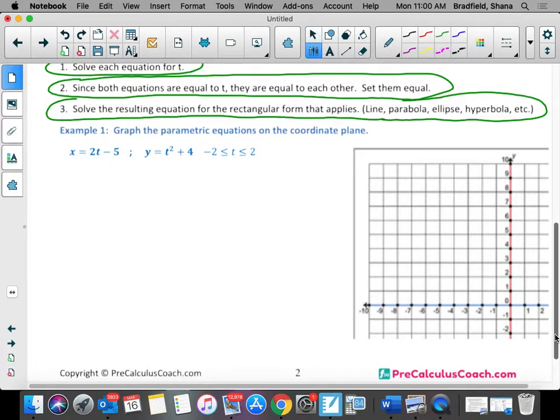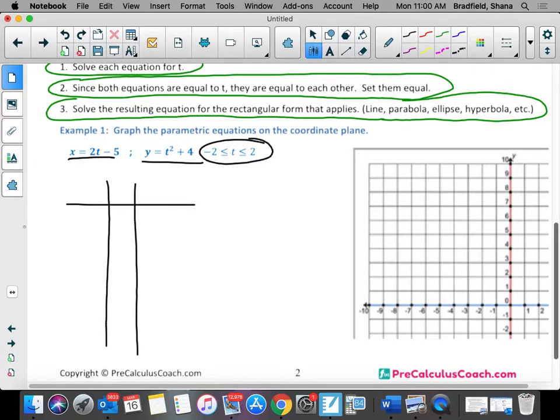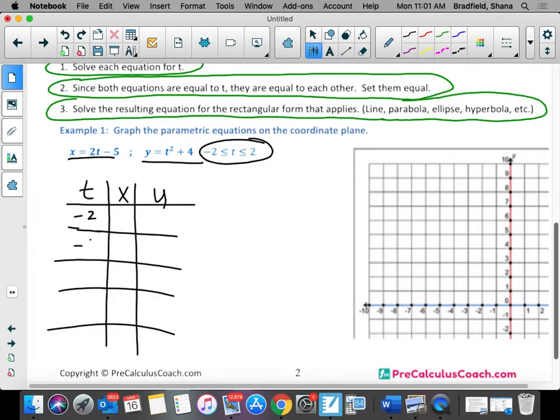Before we move on, we're just going to look at how to graph a parametric equation. So I have x equals 2t minus 5. I have y equals t squared plus 4. And I can see that I have a restriction on my parameter, that t is restricted to -2 to 2. So I'm going to make kind of an expanded t chart here. I'm going to put my t first, and then I'll have my x coordinate and my y. Now it does say I'm going to be limited to -2 to 2, so I'm going to start at -2, maybe -1, 0, 1, 2, try to keep it simple.